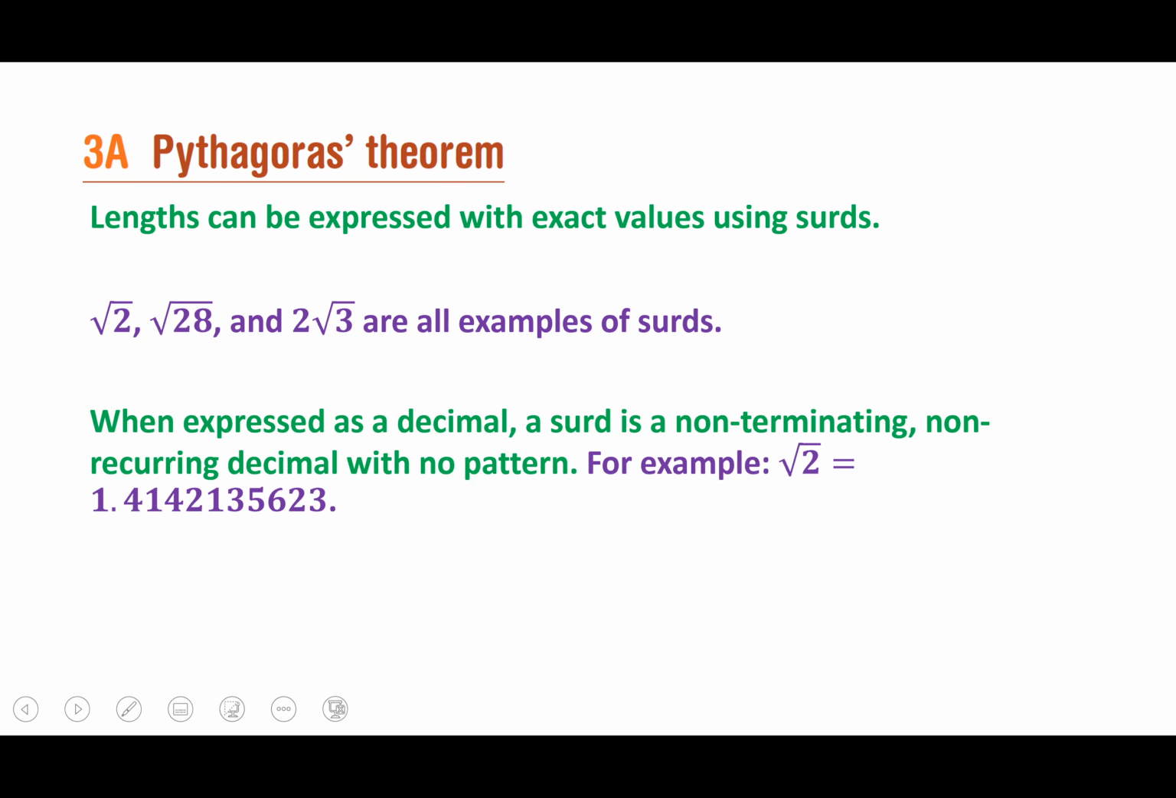Now, when expressed as a decimal, a surd is a non-terminating, non-recurring decimal with no pattern. That just means that if you were to try and find the pattern for it, you can't, because there is actually no pattern. For example, square root of 2 is equal to 1.4142135623... because it actually keeps going. If you put it into your calculator, it might only show that many numbers, but it does keep going.